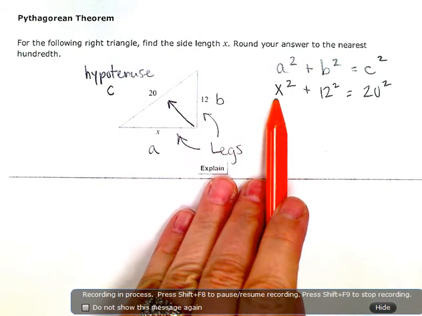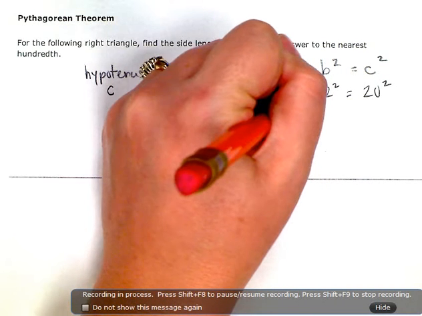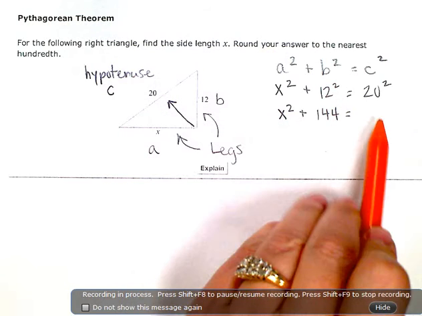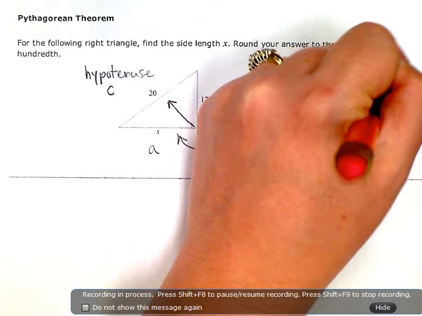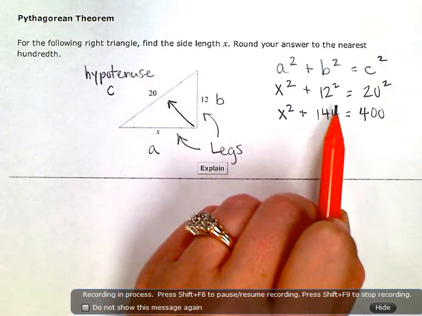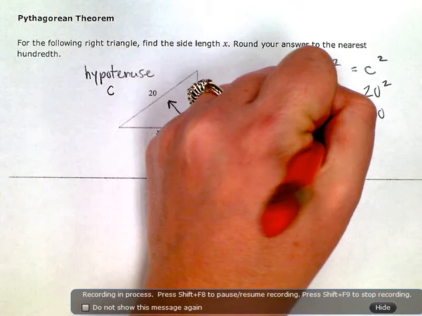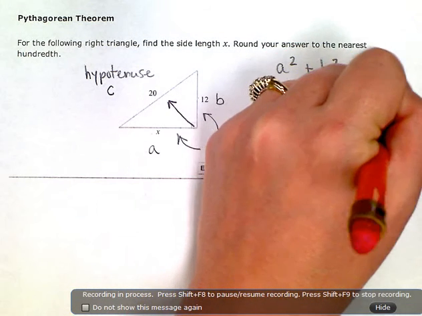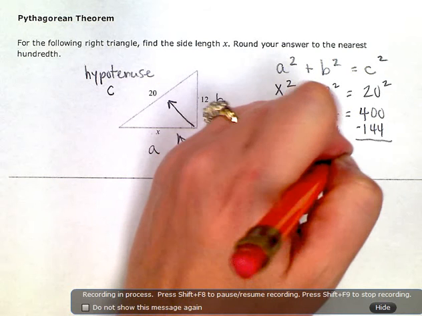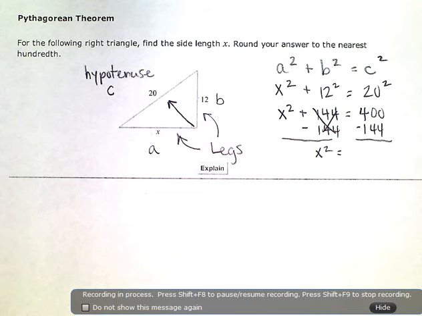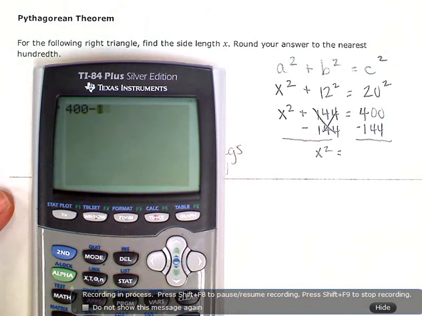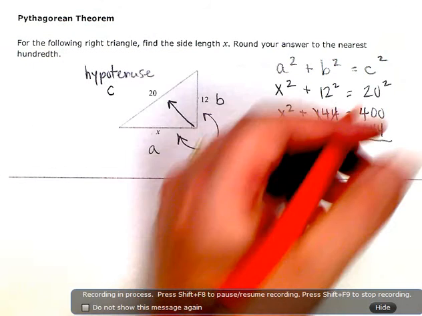And then I just need to solve for x here. So x squared plus, now 12 squared, 12 times 12 is 144. And 20 squared, or 20 times 20, is 400. To get the x by itself, I need to get rid of this 144 right here. So I'm going to subtract 144 from each side. Those zero out. I'm left with x squared on the left and 400 minus 144. On my calculator, I'll do 400 minus 144. I get 256. So this is 256.